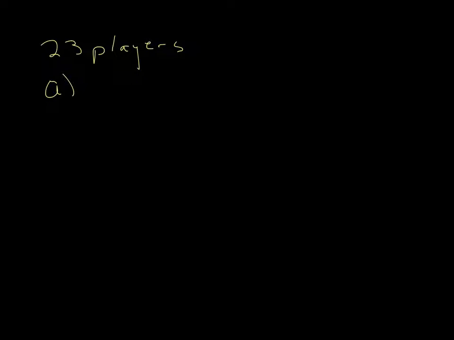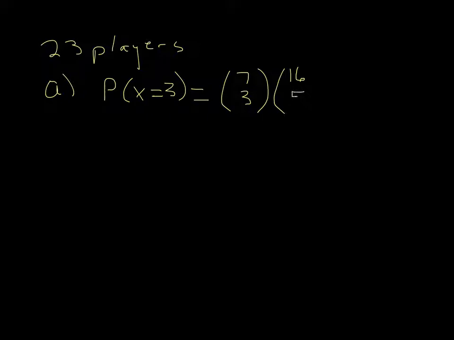If we were going to have 3 defensemen chosen, then there are 7 total defensemen that we would choose 3 from. And since there are 23 players, that would mean that the other 16 would have to provide the remaining 5 players. And if you look at it from a holistic point of view, there are 23 players in total that we have to choose 8 from.